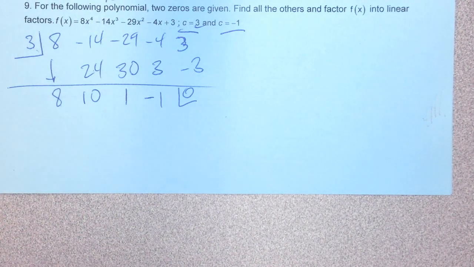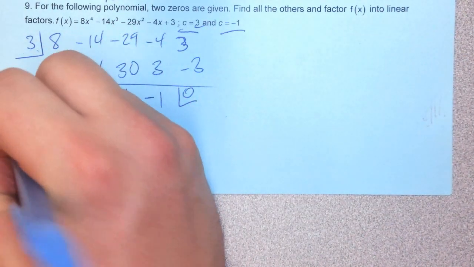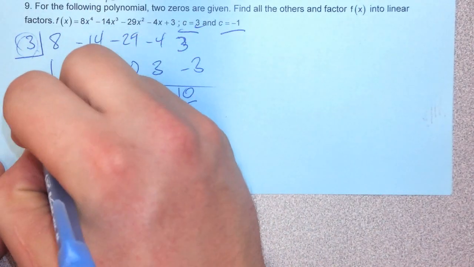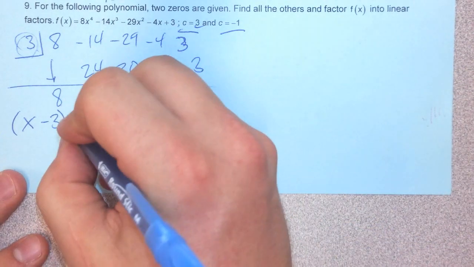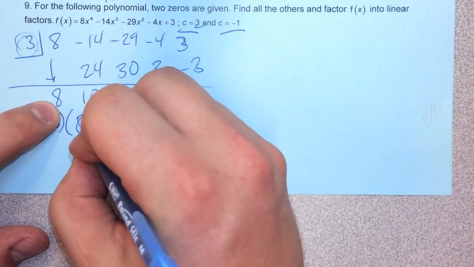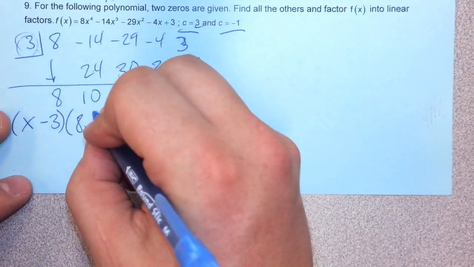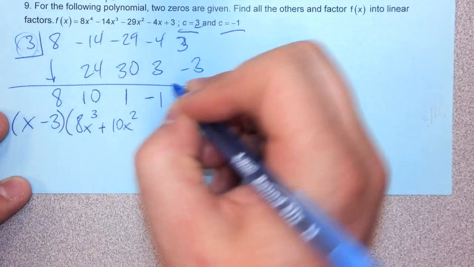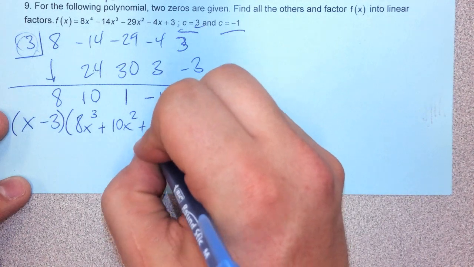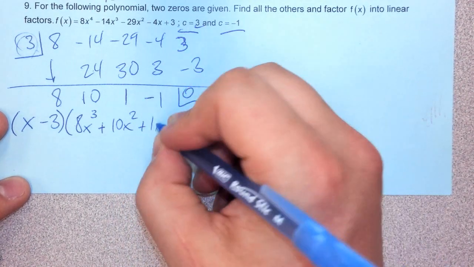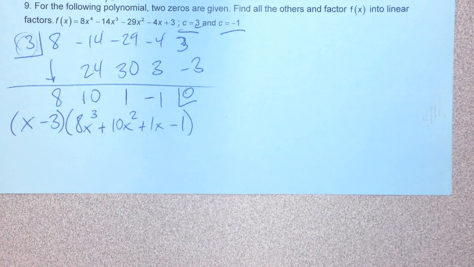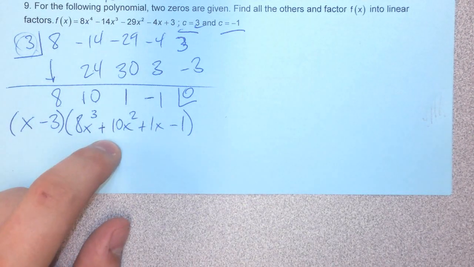Okay? So where we're at now is we basically took this factor, so this 0, and we factored it out. So that's really x minus 3 would be the factor. And then now what we have left is x to the, since we started at the 4th, it's going to be to the 3rd, 8x to the 3rd, 10x squared, 1x, and then minus 1. We didn't really need to write the 1x, but that's okay. We could have just wrote x. So that's where we're at now.